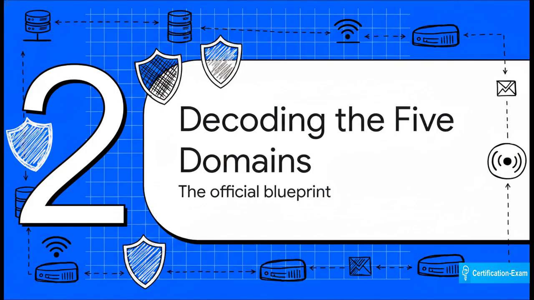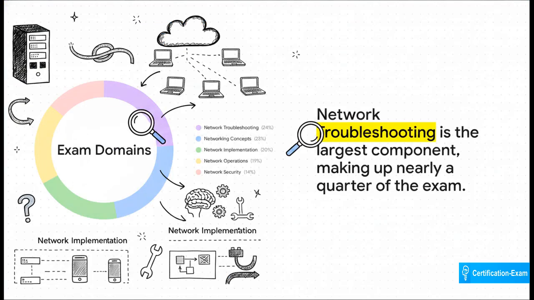So, how exactly does the exam test that practical, hands-on knowledge? It all comes down to 5 core domains. You can think of these domains as the official blueprint for the exam. They tell you exactly what you need to know. So let's break them down. Take a look at this chart. It shows you exactly how the exam is weighted. And you'll notice right away, network troubleshooting is the biggest piece of the pie, sitting at a hefty 24%.